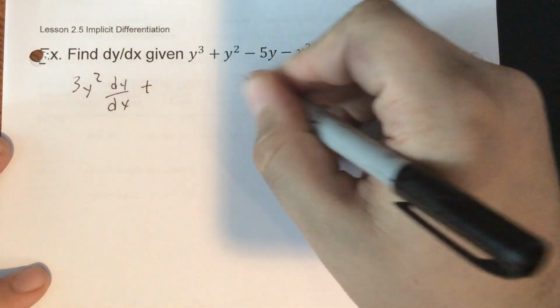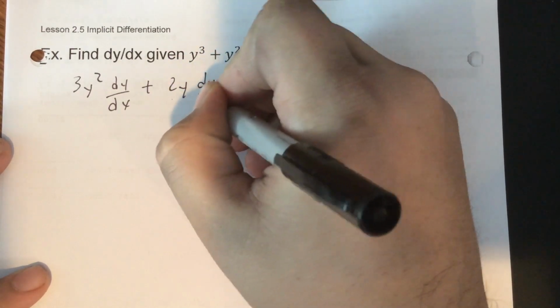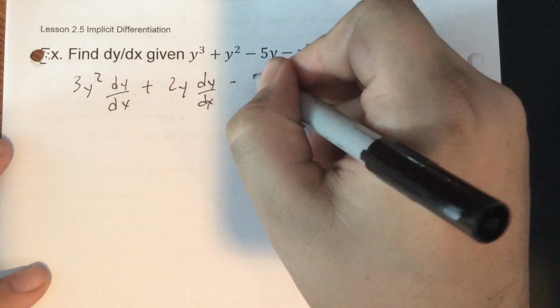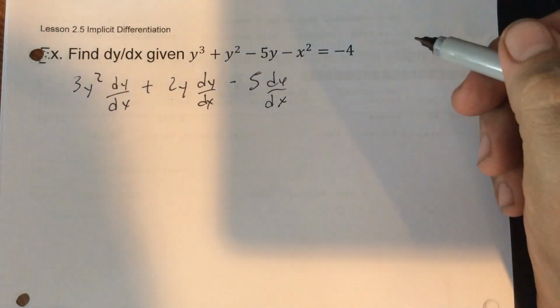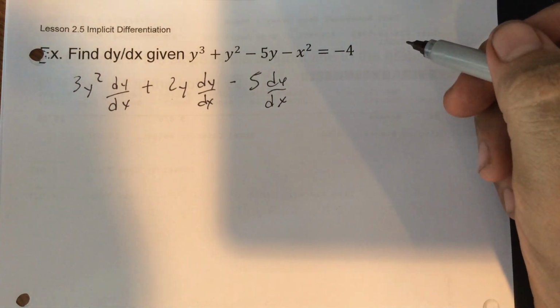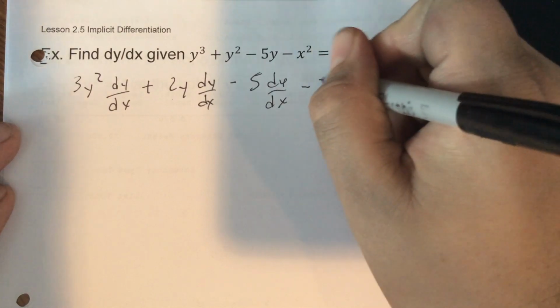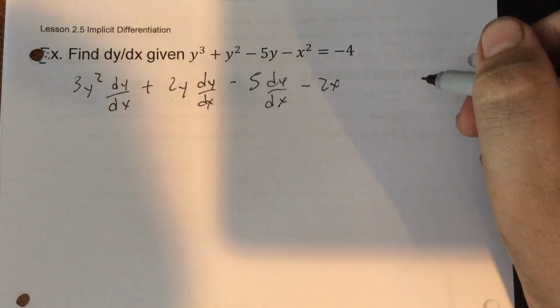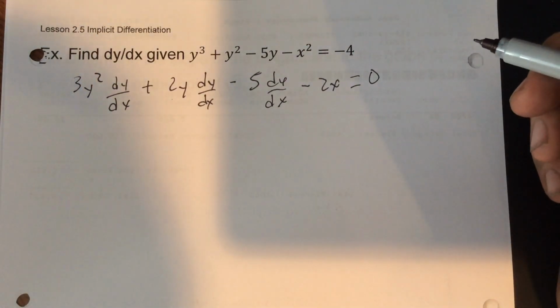Plus the derivative of y squared goes to 2y dy over dx. The 5y, we minus 5 dy over dx, because the derivative of y just goes away and we keep the whole number in front. And then minus x squared, so minus 2x. That one already has our x's in it, so we don't have to do a dy/dx. And the derivative of any constant is 0.